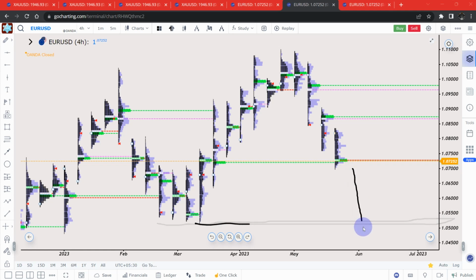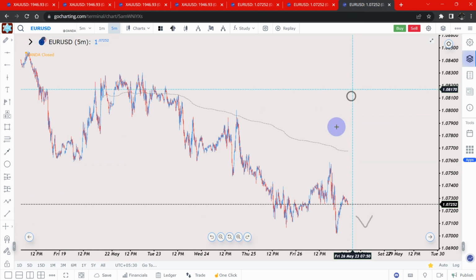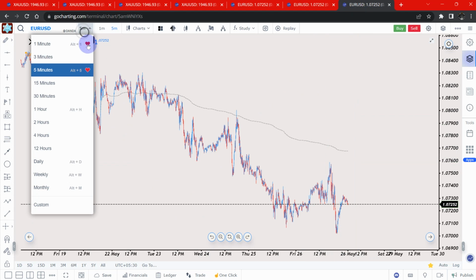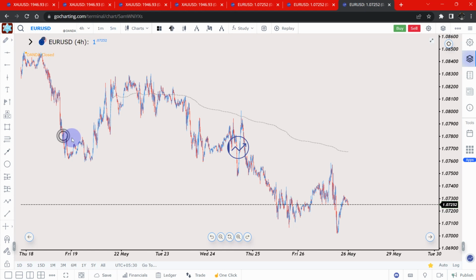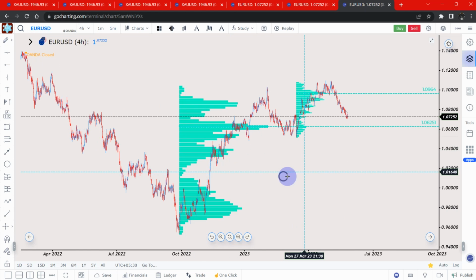So this is one zone that we target. We can get a move till here, and let's also see this in the profile chart that we have here. So we'll just shift it to 4 hours, and we'll mark our zones. Okay, they've already been marked.